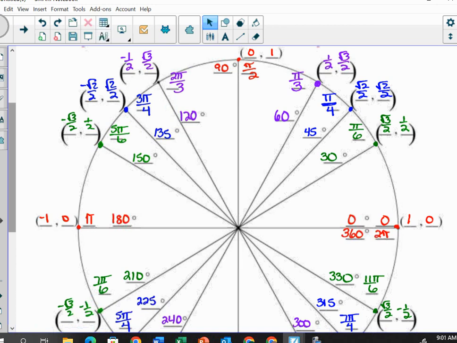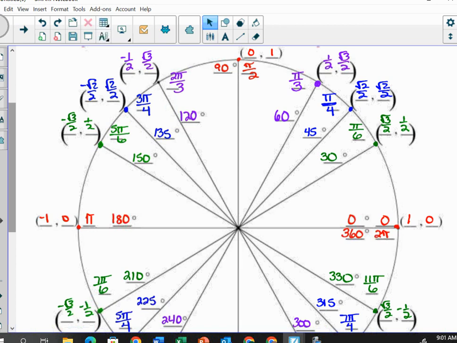I know 90 degrees is half of that, so pi over 2. I know 45 degrees is half of that, so that's going to be pi over 4. And 30 degrees into 180, that's a sixth of it, so that's why it's pi over 6. And 60 degrees is 1/3 of 180, so that's why it's pi over 3. I think I get it.